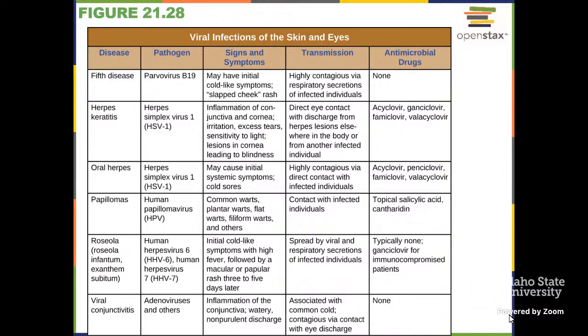And again, little kids. The herpes keratitis with simplex 1. There are all sorts of potentials with this inflammation of the cornea and potential for blindness. Oral herpes, also type 1. The papillomas, roseola, as we move down here. A couple of different herpes viruses can be the culprits for roseola, herpes 6 or 7.